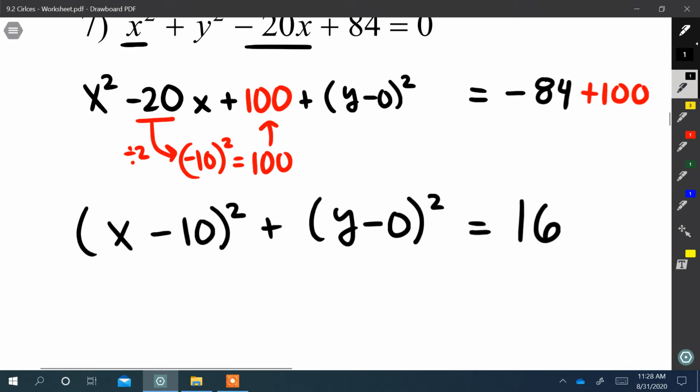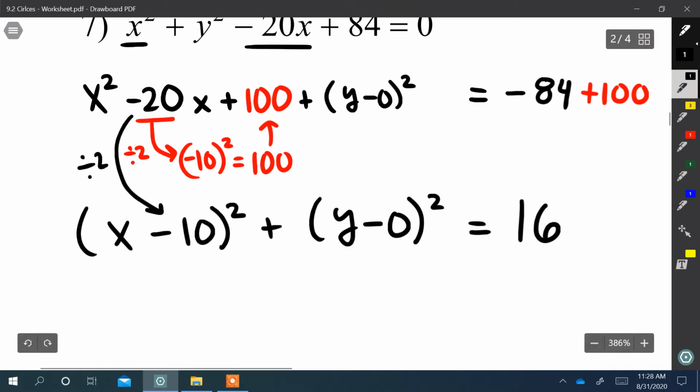Now, how did I get negative 10? Well, you just have to divide by 2, that one right there, to get that negative 10. So negative 20 divided by 2, you get that negative 10. Remember, it's a perfect square, so that's how we factor perfect squares.